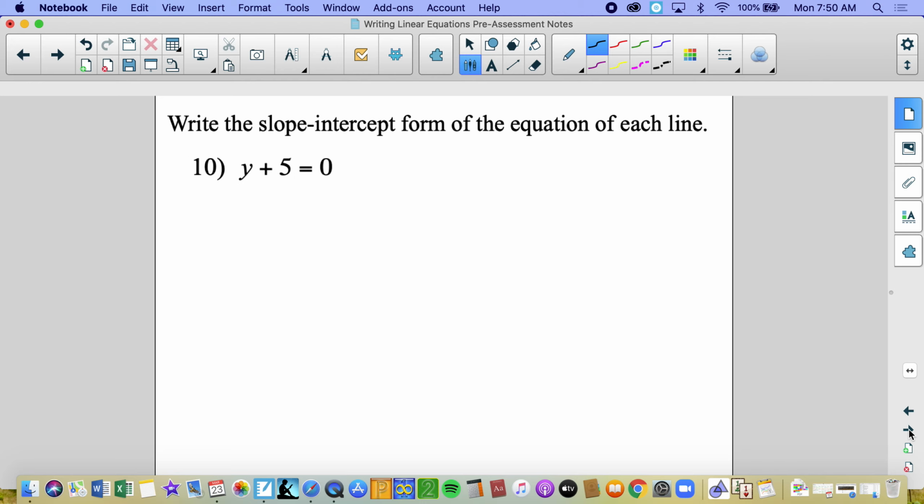Still isolating y. 5 is being added to it. Let's subtract 5. We get y equals -5. I like that one.